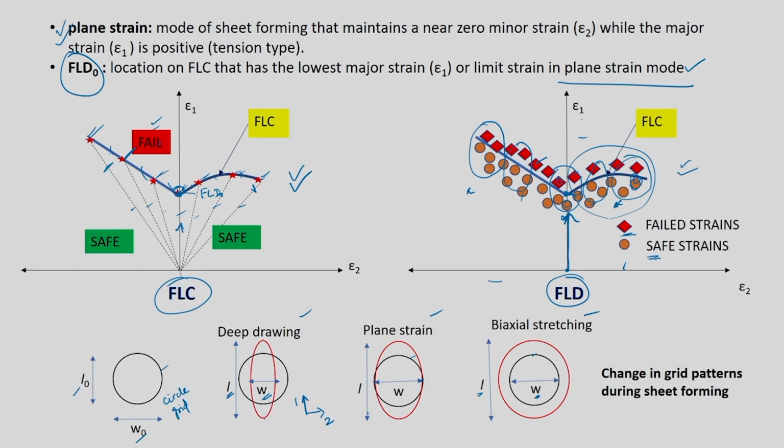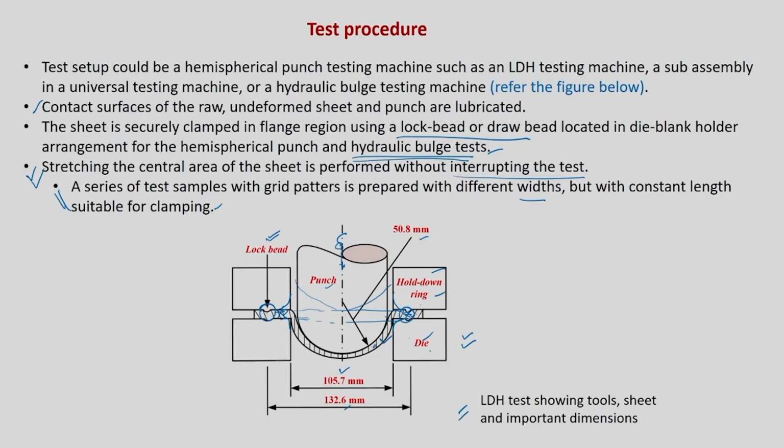One can get limit strains, but let us say the 7 different widths can be changed to get the forming limit strains in that particular strain path, keeping the length constant. But the length of the sheet should be such that you will be able to clamp it properly here. You should be able to clamp it. So that is why length remains constant and width can change.